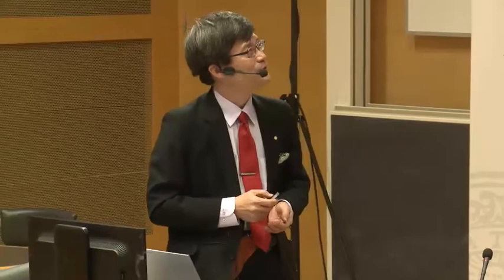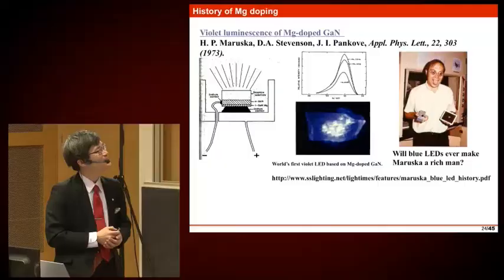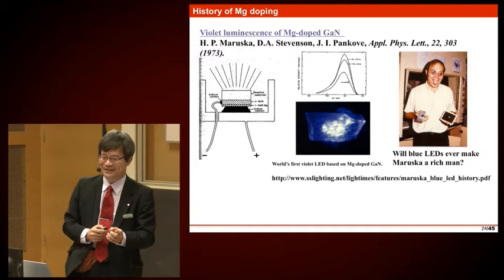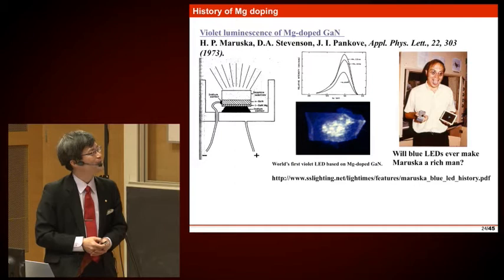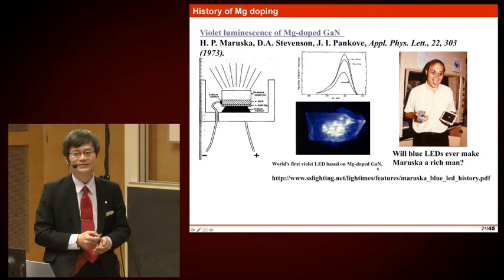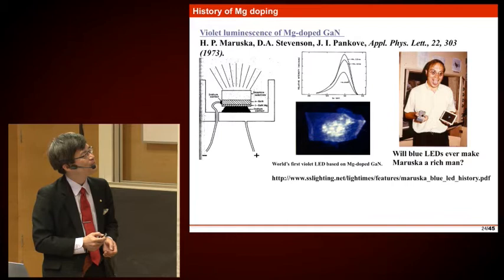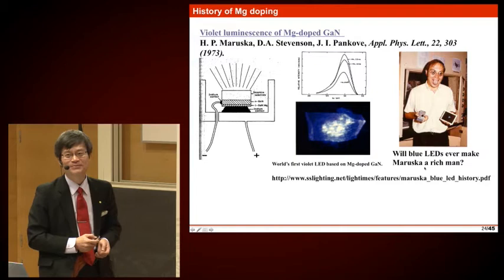As for magnesium in gallium nitride, I have to mention this person, Dr. Maruska, at that time a Stanford University student. He developed the world's first violet LED based on magnesium-doped gallium nitride, but it was the MIS type, not the p-n junction type. So he became very happy and thought he should become a rich man.